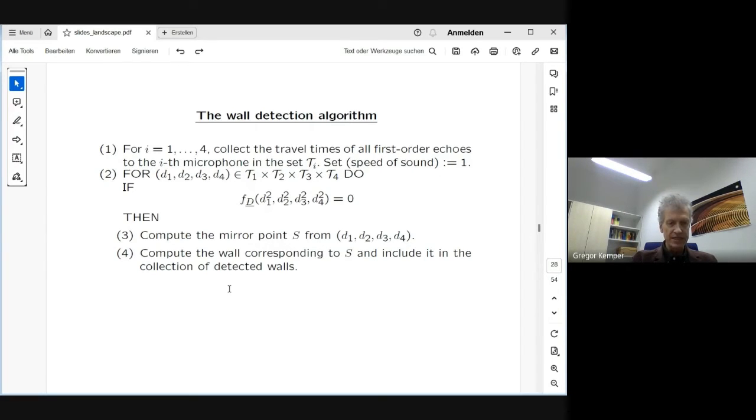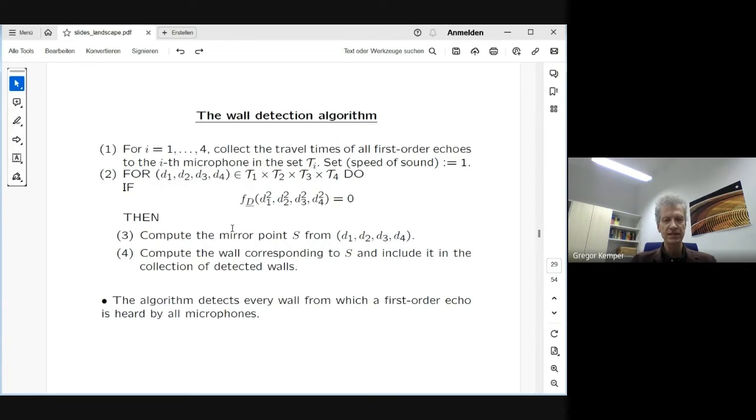So let's go on. Because this relation is guaranteed to hold for all echoes coming from the same wall, that means the algorithm is guaranteed to detect every wall from which at least a first order echo can be heard. Every wall where the microphones are situated in such a way that they do hear the echo from this wall, such a wall can be detected. So that's on the plus side.